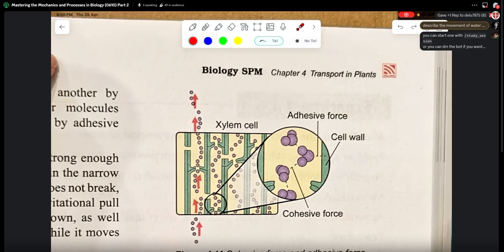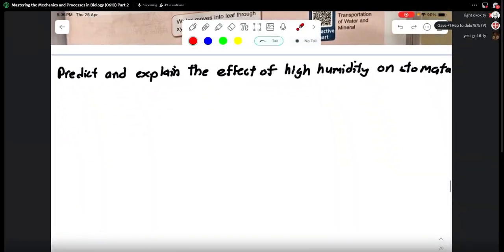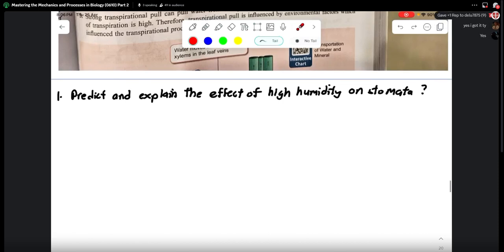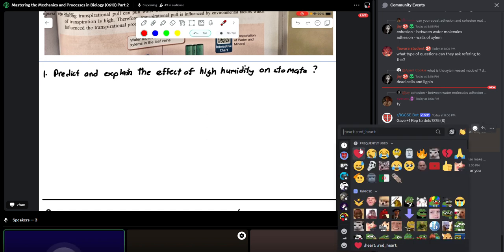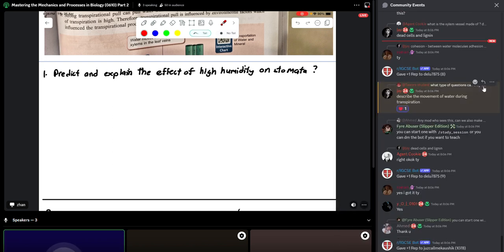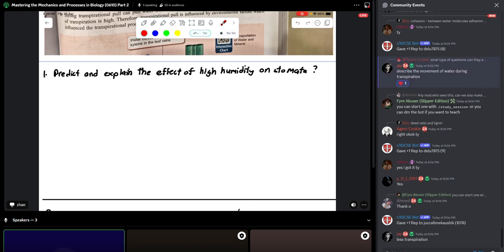All right. So there's no question, then we will proceed. Okay, we'll do some sample questions. So the first question is: predict and explain the effect of high humidity on the stomata. All right. When they come to this kind of question where they ask you to predict, it wants you to make sure that you understand what is happening.